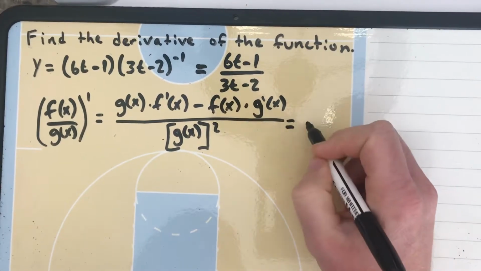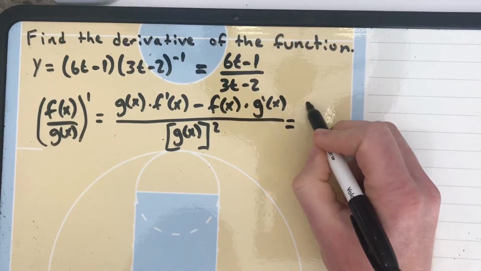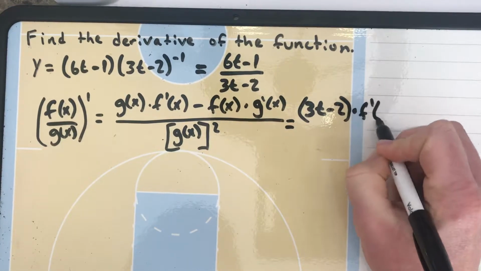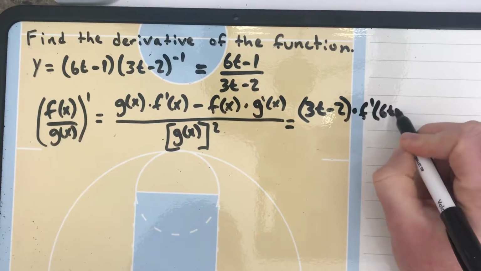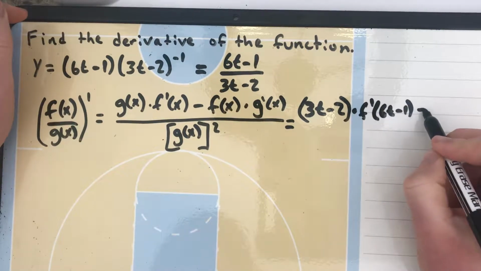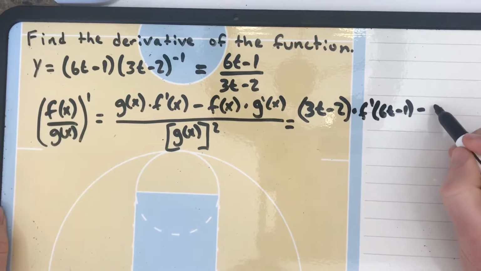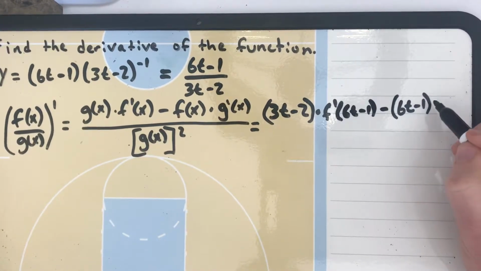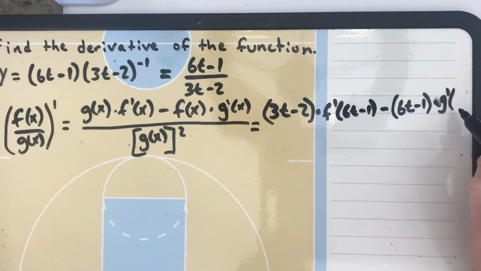That means we're going to have g of x, which is 3t minus 2, times f prime of x, so f prime of 6t minus 1, minus, I kind of run out of room here, but I'll keep going, 6t minus 1, and then I'm just going to scoot over just a little bit, and we'll have times g prime of 3t minus 2. I know that kind of looks weird. That says 3t minus 2 right there.